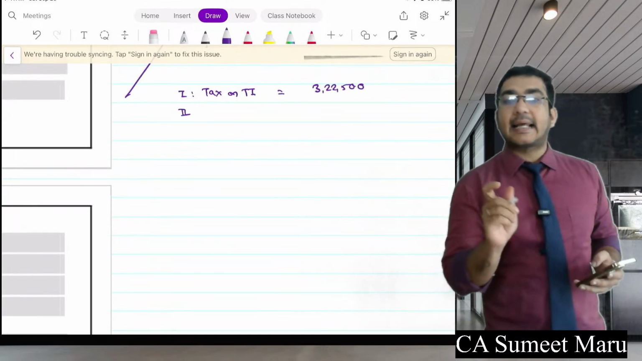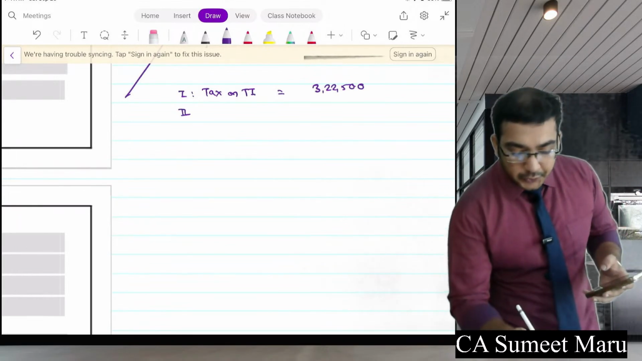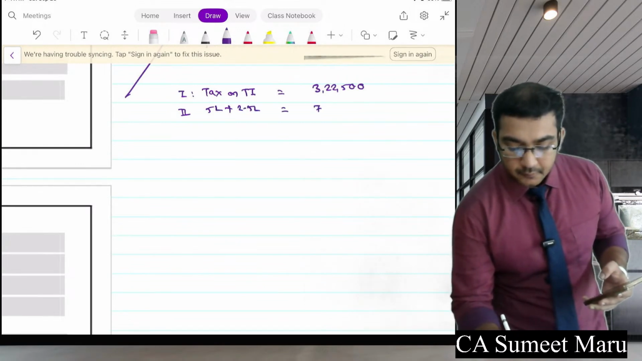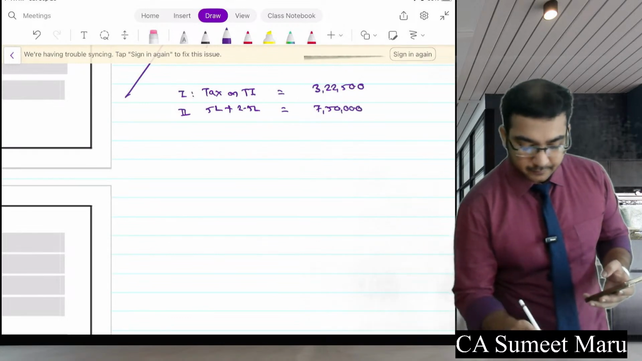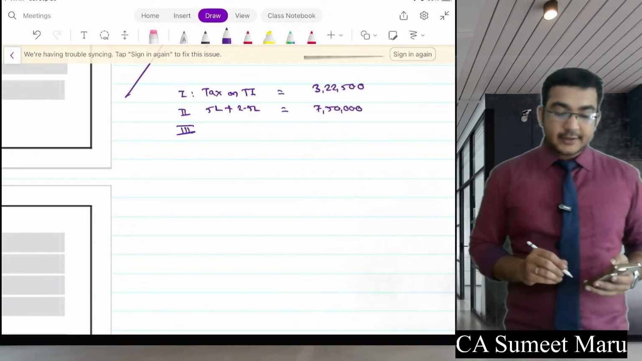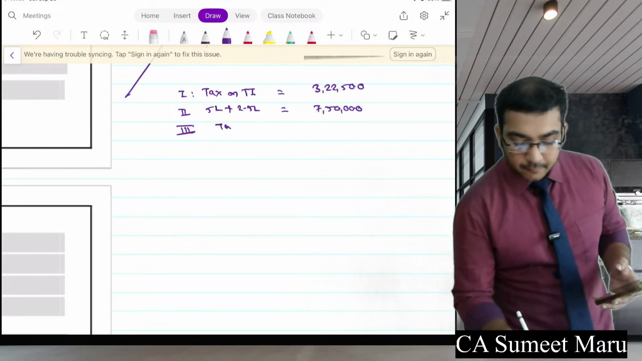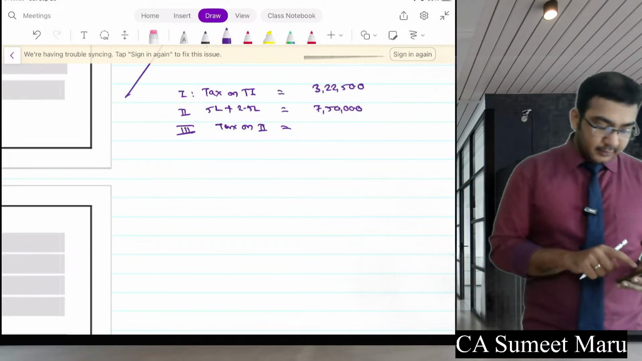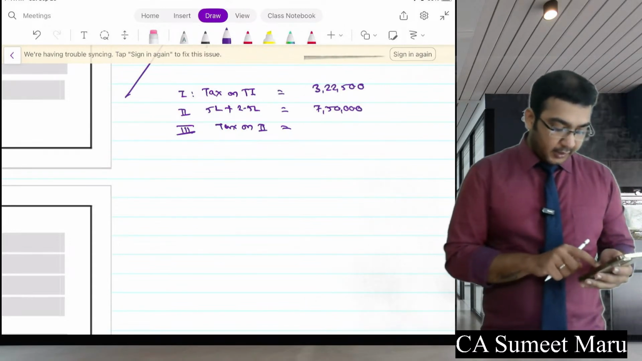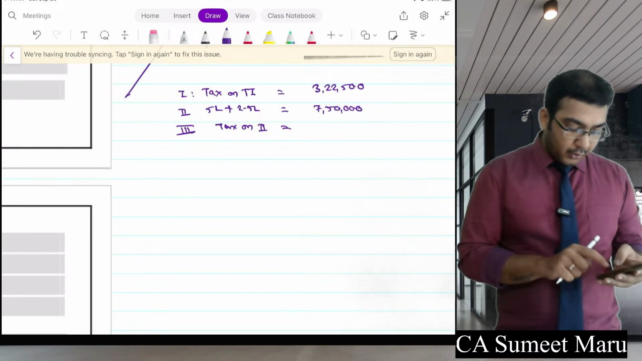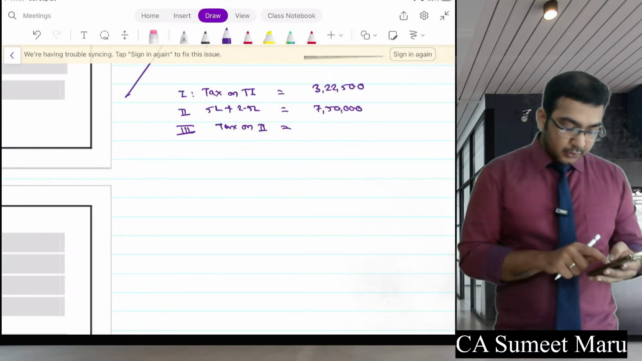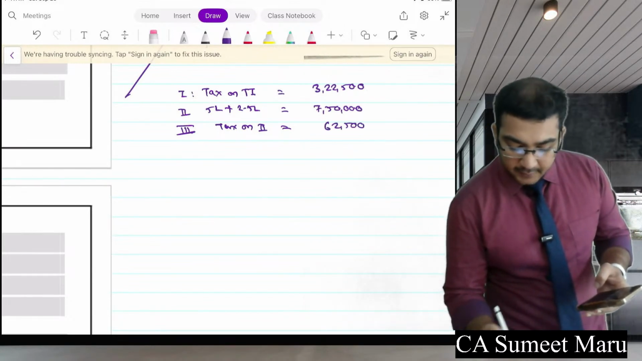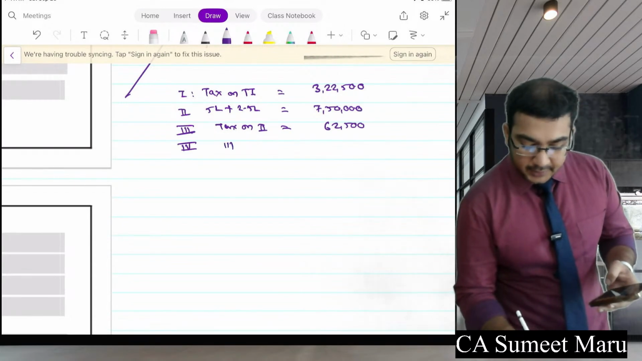Step 2, agriculture income plus basic exemption. So your agriculture income was 5 lakh, basic exemption is 2.5 lakh. So this comes to how much? 7 lakh 50,000. Step 3 is what? Tax on step 2. So 7 lakh 50,000. So this will be 2 lakh 50,000 into 20% plus 12,500. So this goes to 62,500.